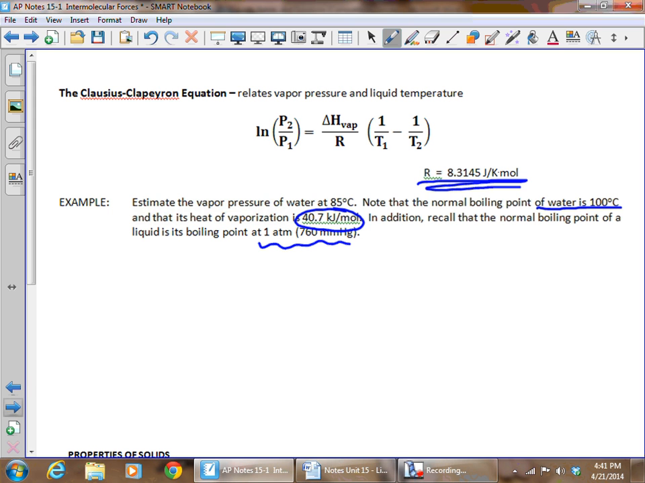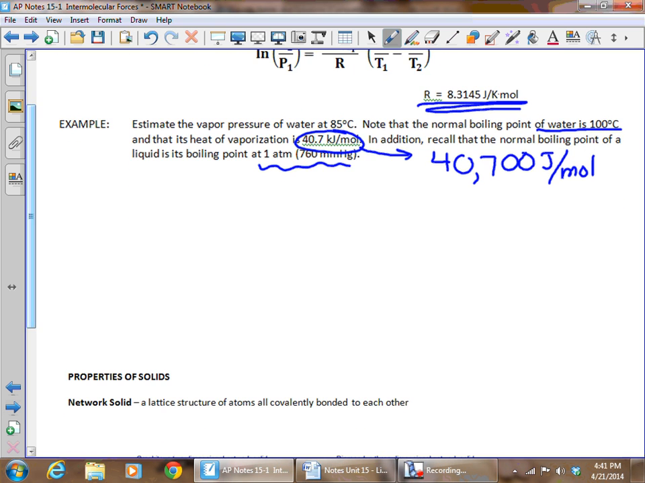Now, before we even get started, we ought to get our units where they need to be. Since we're dealing with joules per Kelvin mole, we want to go ahead and change this to 40,700 joules per mole. Otherwise, we're going to forget to change our units in the problem, and that's an issue that I see happening a lot on tests, forgetting to make sure that those units match up. So at 85 degrees Celsius, changing that unit as well, that's going to be 358 kelvins when we add 273 to that, and 373 kelvins for the boiling point of water, our normal boiling point.